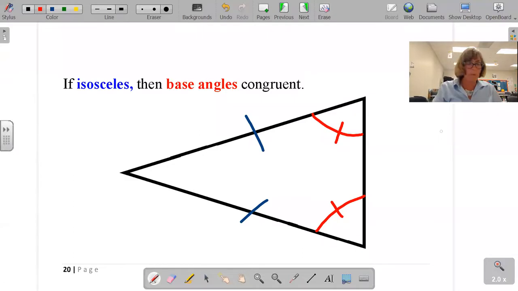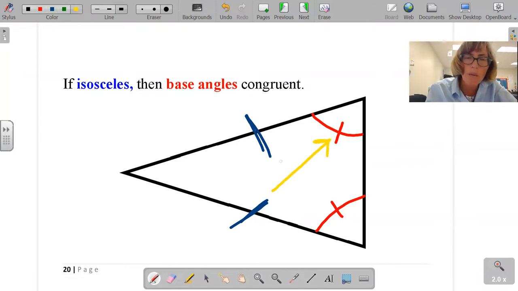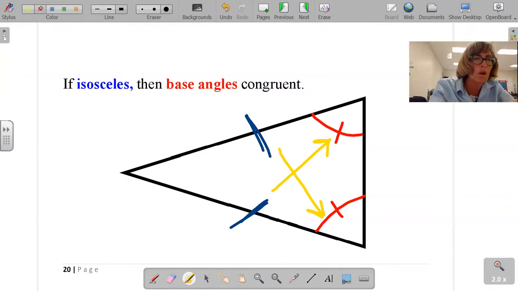So for example, the hatch marks point to the angles. So if these sides are congruent, kind of imagine that following down like a little arrow into the corner, then these angles are congruent.